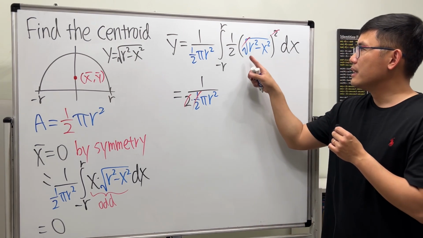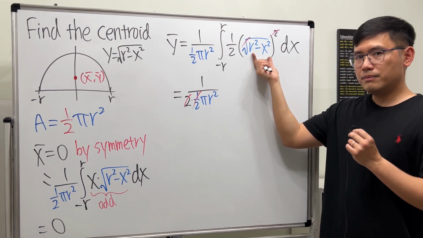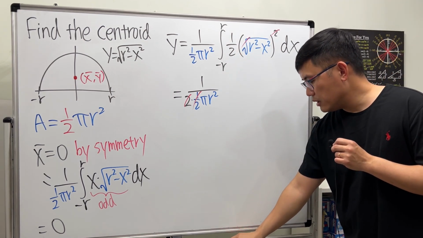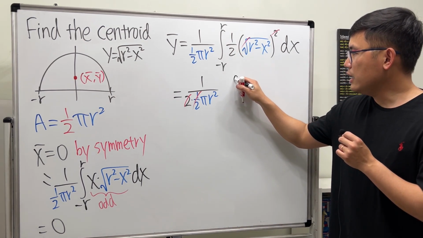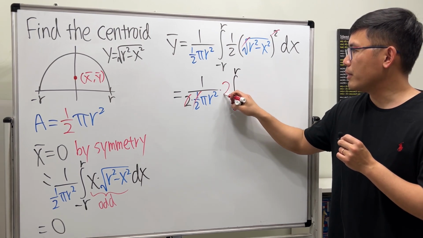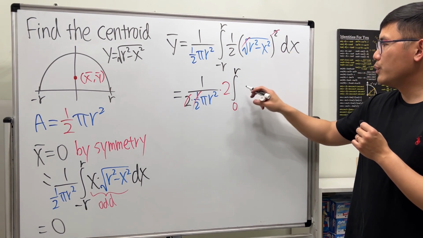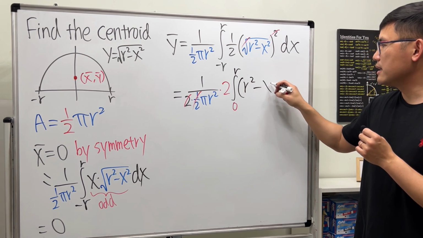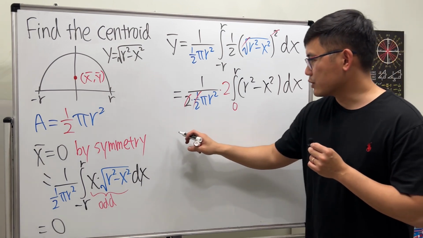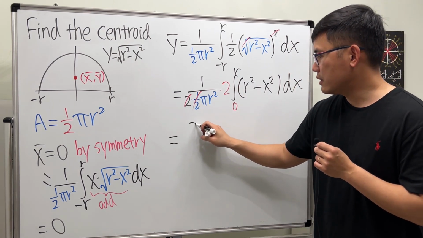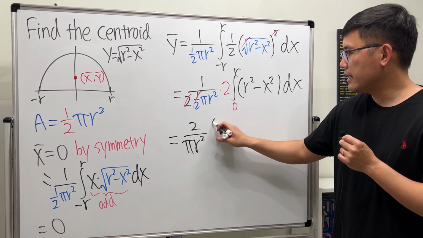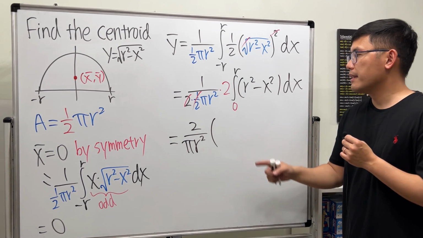And you see, this right here is still an even function. So instead of going from negative r to r, we can actually just integrate it from 0 to r, but double the result. And then here we have r squared minus x squared dx. All right, let's just work this out. 2 over pi r squared. And then let's put down the result for the integration.